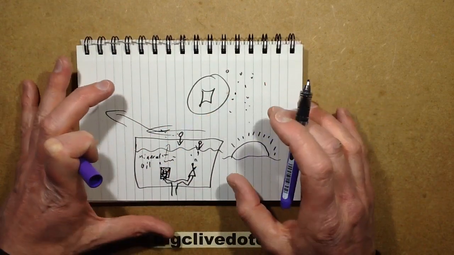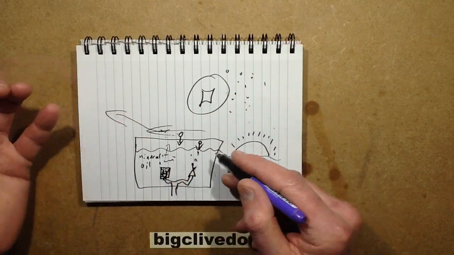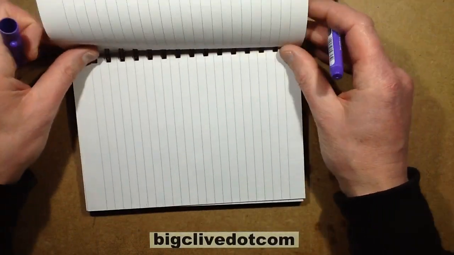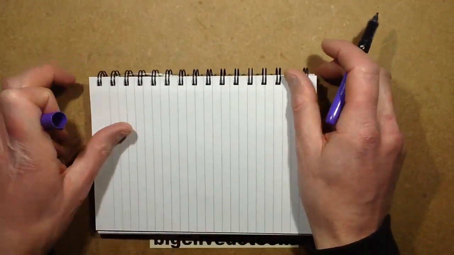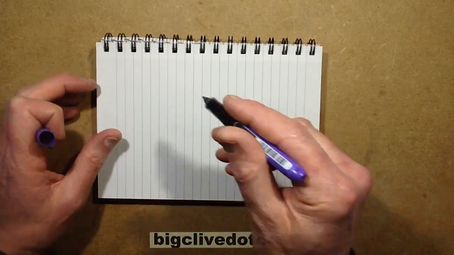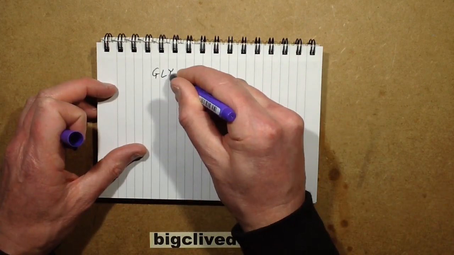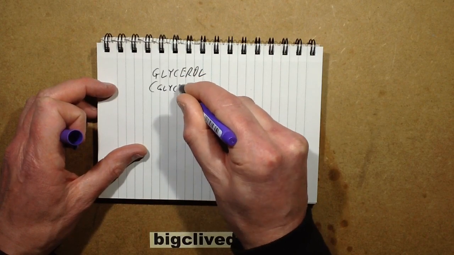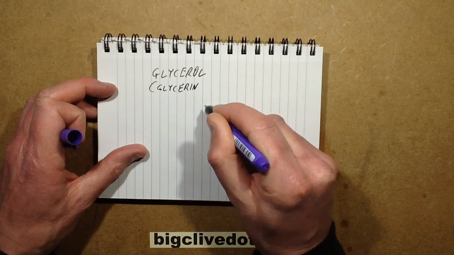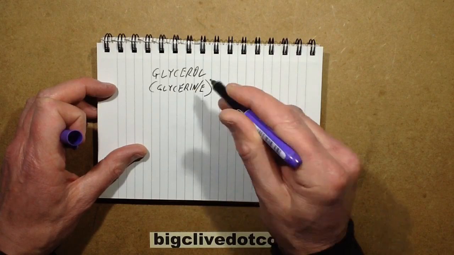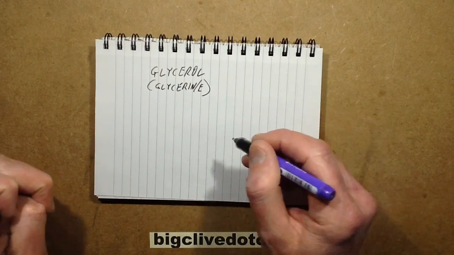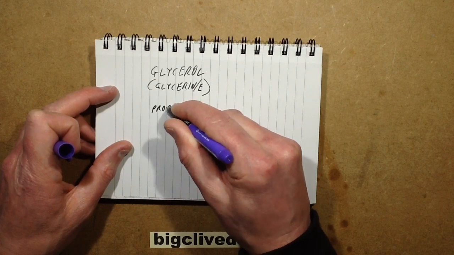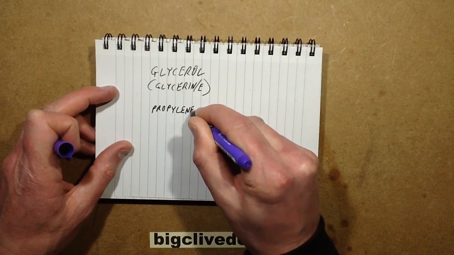So that's the simplest way of creating it, just blowing compressed air through oil. However, electronic cigarettes and smoke machines use a different technique. They rely on the fact that glycerol, otherwise known as glycerine, which is a food grade alcohol, or sometimes in the case of electronic cigarettes they use propylene glycol.